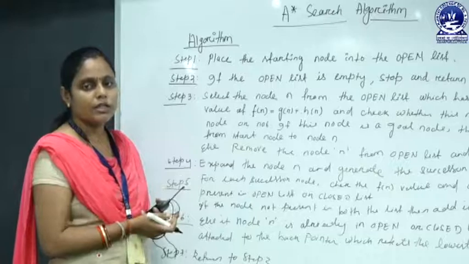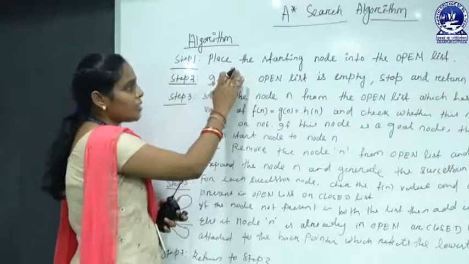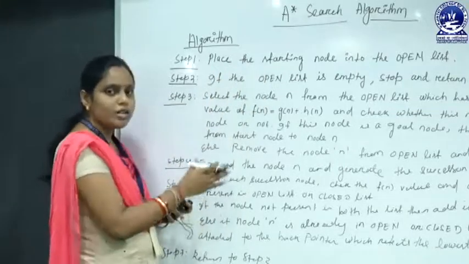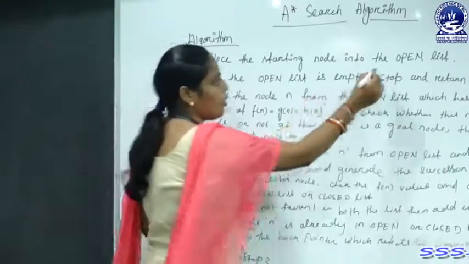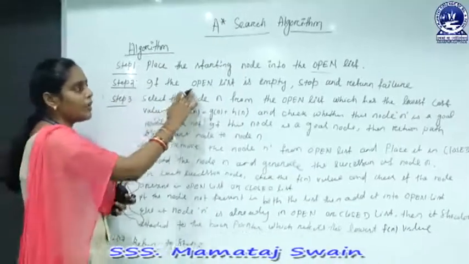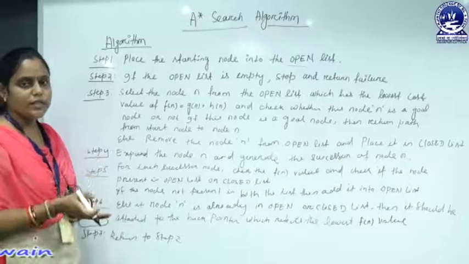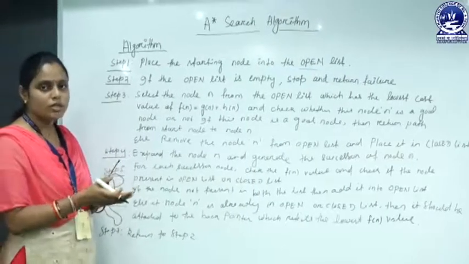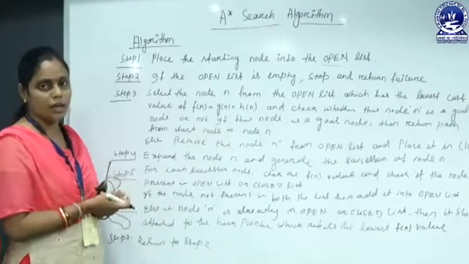Now, look at the steps of the algorithm. Step 1 says to place the starting node into the open list. That means in your search tree, first of all we place the starting node into the open list. Step 2 says that if the open list is empty, then stop and return failure, which means there is no search tree to search. In this case, we stop and return failure.